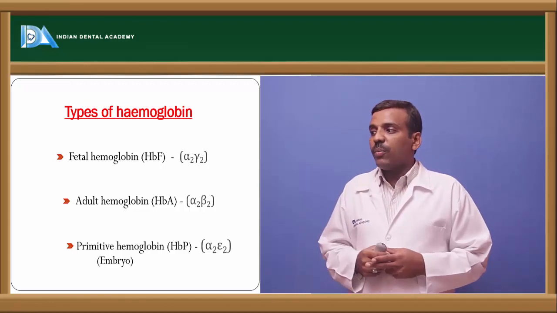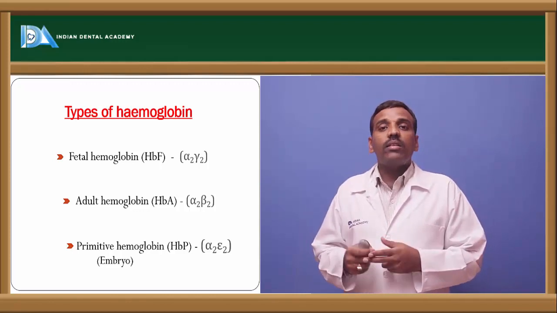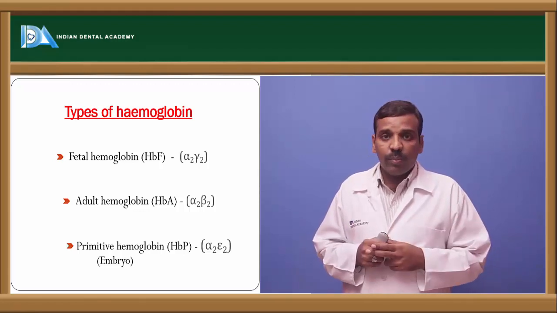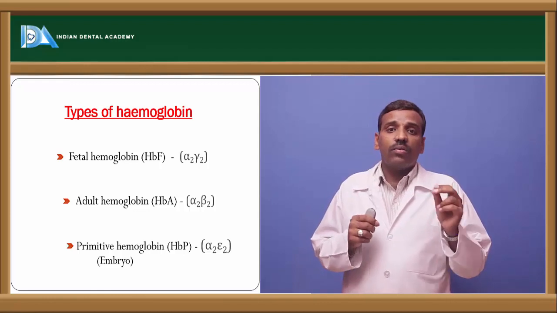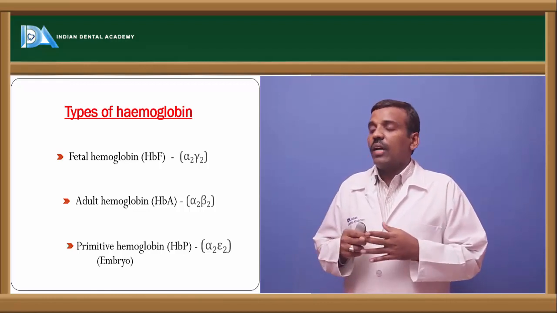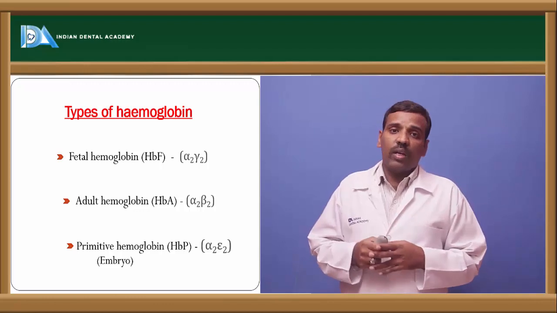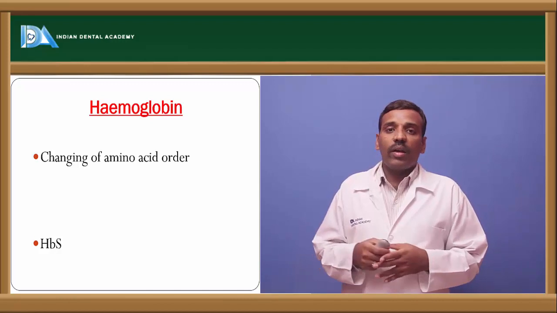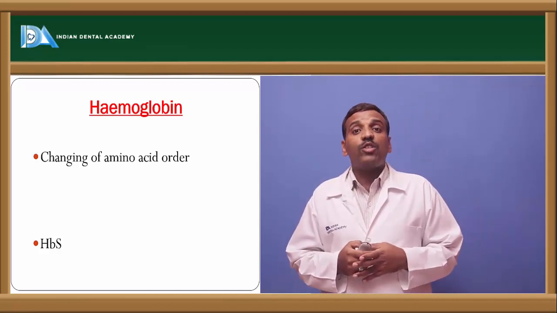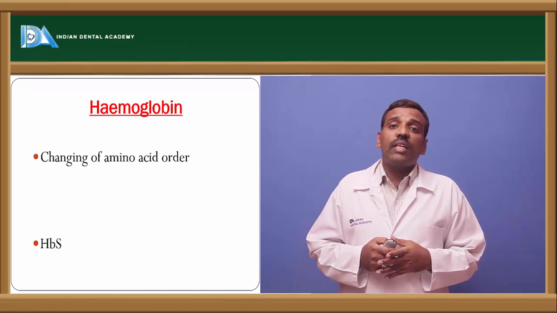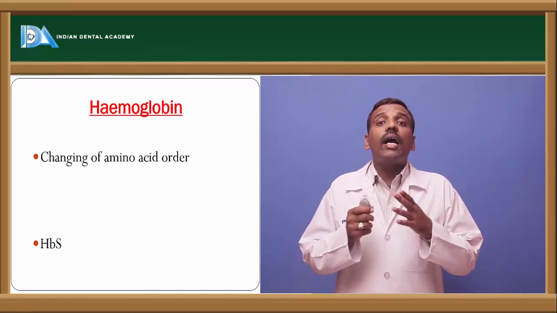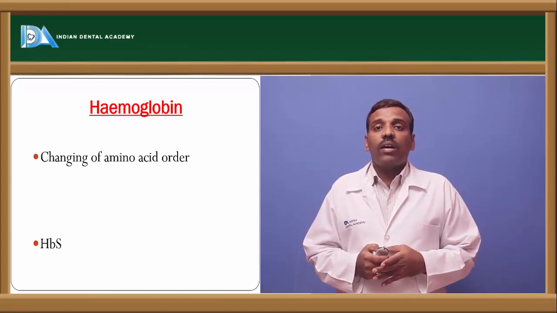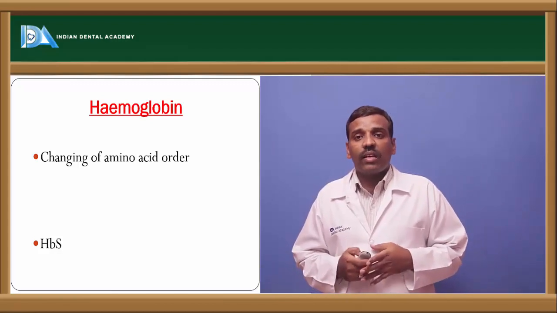And next is primitive hemoglobin, HbP, which is present in the embryological stage of the fetus and in infants and neonates. This contains two alpha chains and two epsilon chains. Another one is HbS, the hemoglobin present in sickle cell anemia.